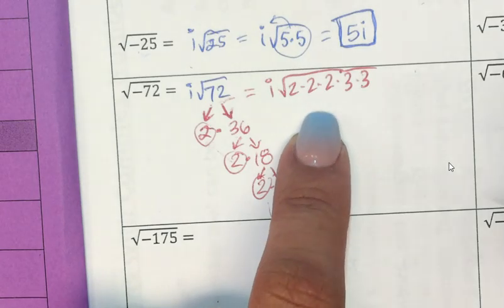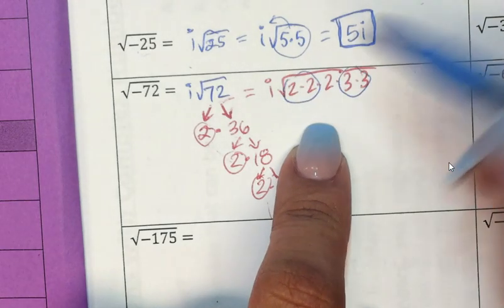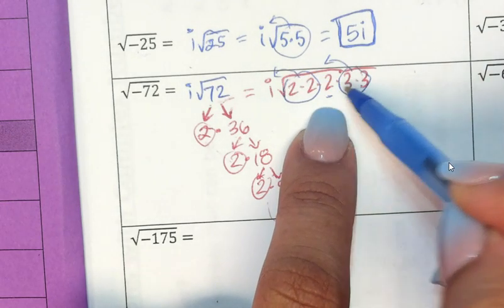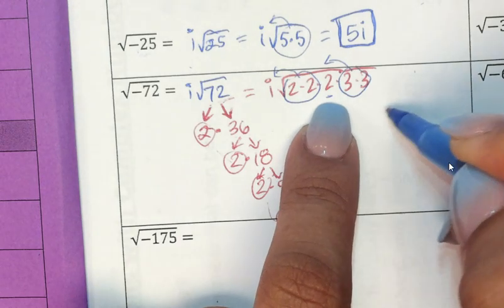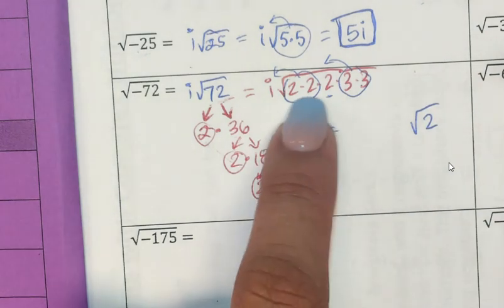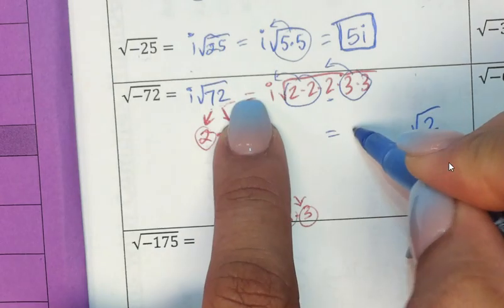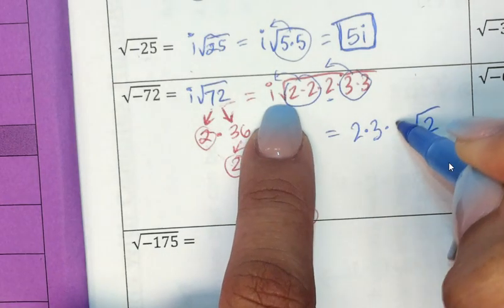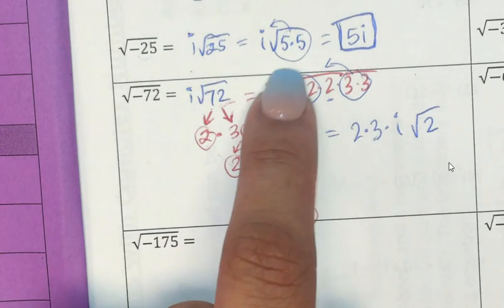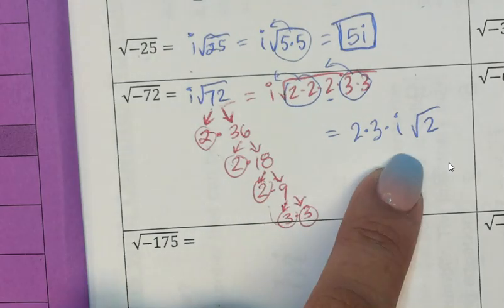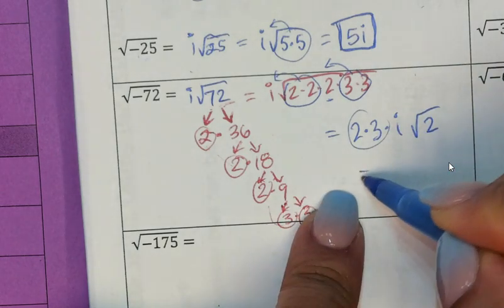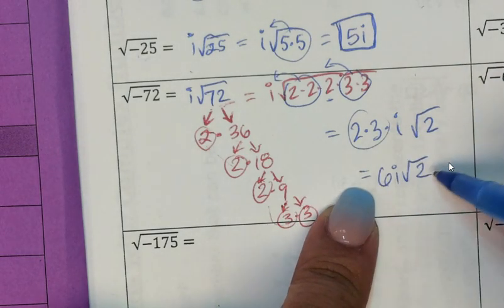So now we can take out the pairs, and this 2 comes out, this 3 comes out, and this 2 is by itself on the inside. So when we rewrite this, we will have square root of 2 on the inside, and the 2 and the 3 come out. So 2, 3, and i are on the outside. 2 comes out, 3 comes out, an i is already on the outside. So this is then now a merge. 2 times 3 is 6. So the answer here is 6i square root of 2.